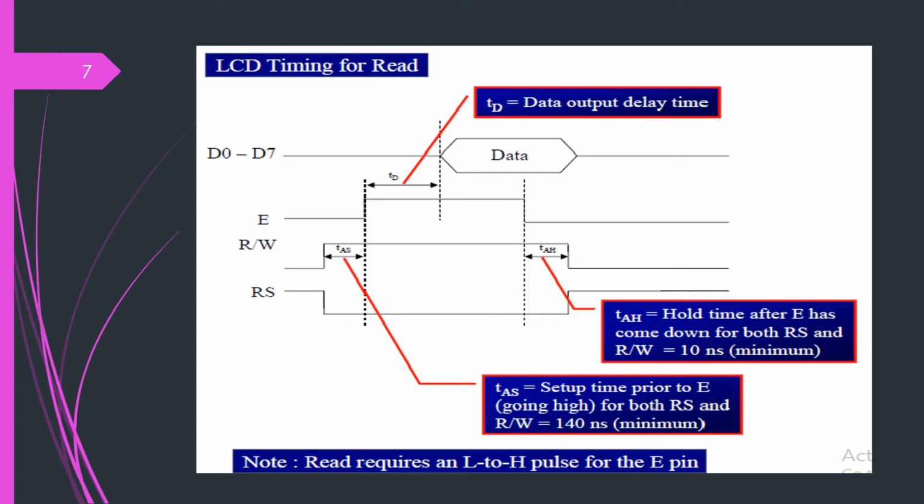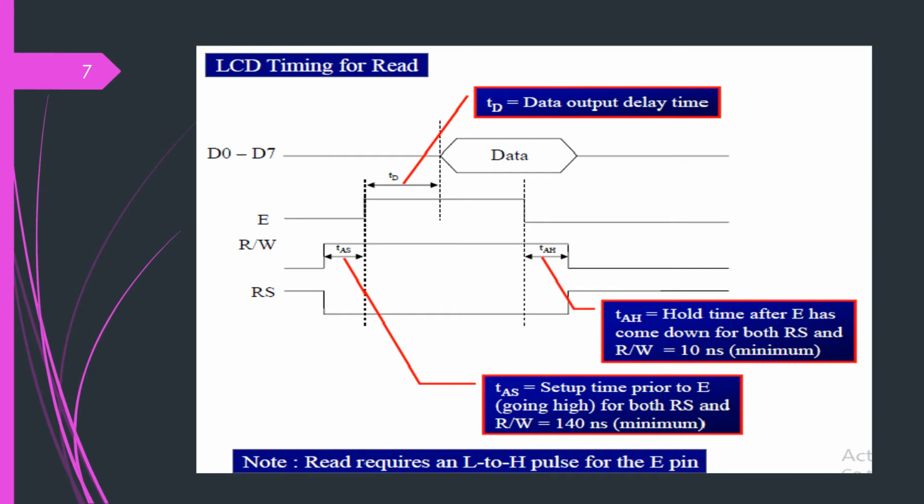Then as far as timing is considered, here you can see in the LCD operation that every time you can put the data at any location. Basically it is from DB0 to DB7, but actually DB7 is for the purpose of busy flag checking. Now here you can see how it is enabled in the read operation, then the data output delay time TD, and then there is enable, then the read write hold time after enable has come down for both RS and RW.